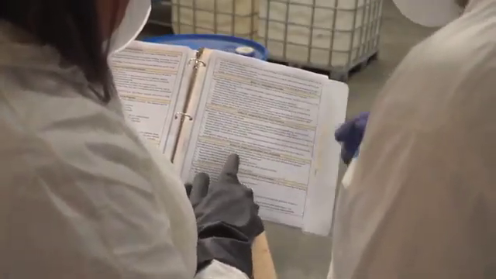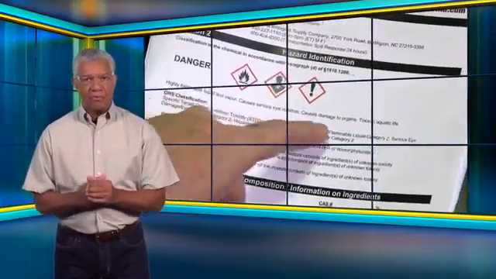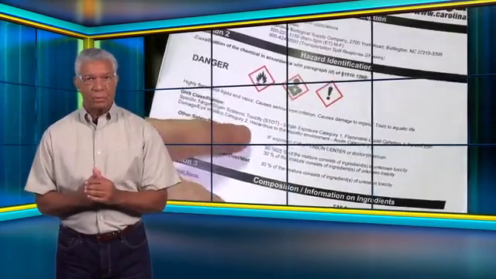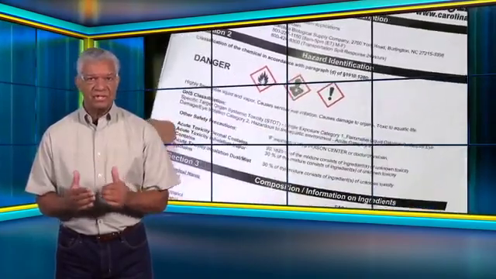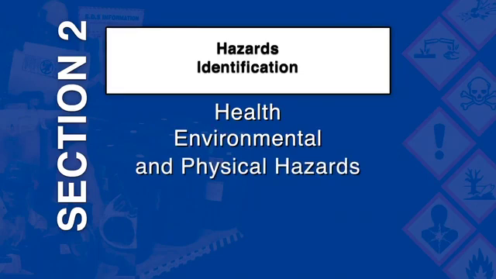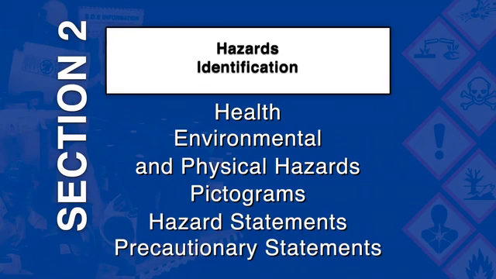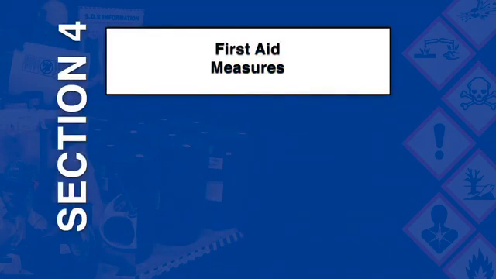Safety data sheets are divided into 16 sections. Safety data sheets are required to be uniform, meaning that each safety data sheet will contain the same 16 sections in specific order. We'll now highlight a few sections of the safety data sheet that are of particular importance to chemical workers. Section 2, Hazards Identification. This section contains the health, environmental, and physical hazards of the chemical, as well as pictograms, hazard statements, and precautionary statements.